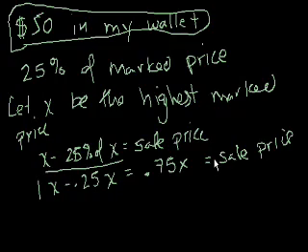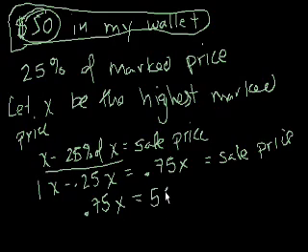Well, what's the sale price that I can afford? Well, the sale price I can afford is $50. So 0.75x is going to equal $50. If x is any larger number than the number I'm solving for, then the sale price is going to be more than $50 and I won't be able to afford it. So that's how we set up the equation. The highest I can pay is 50, and that's the sale price.